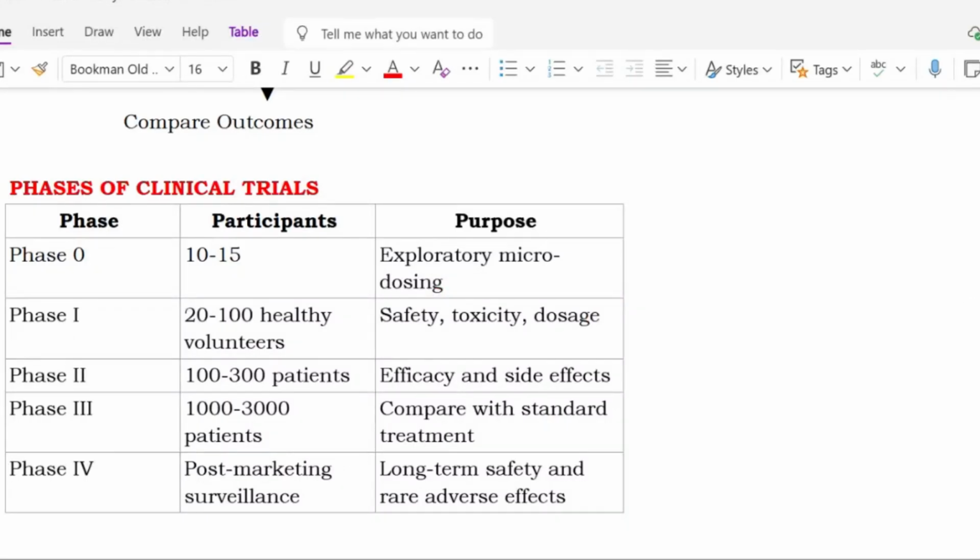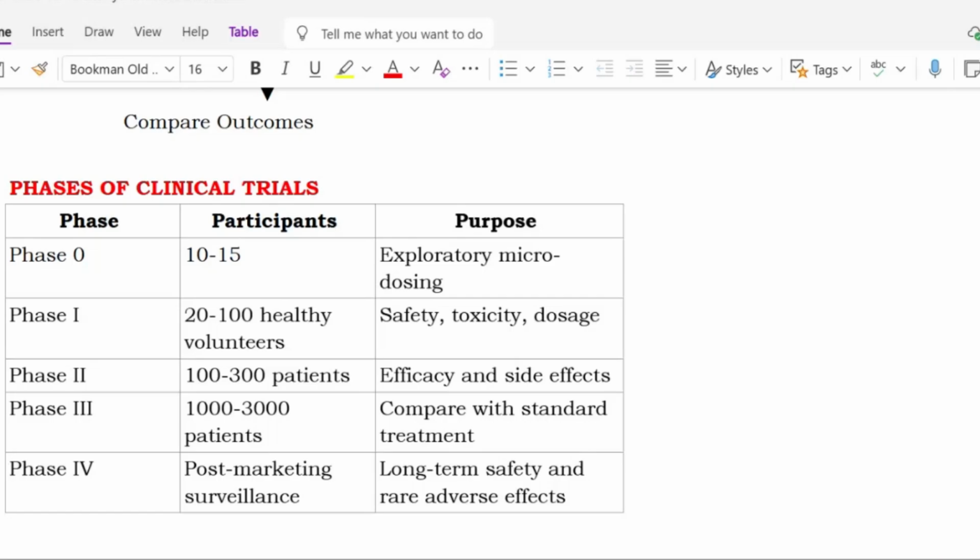So phase 1, the purpose is to check the safety, toxicity, and dosage of the drug. The participants are fewer in number, 20 to 100 healthy volunteers. These are healthy volunteers, 20 to 100. Then in phase 2, we have 100 to 300 patients. Here what we check is the efficacy and side effects. So safety, toxicity, and dosage in phase 1, while efficacy and side effects in phase 2. Phase 1 is on 20 to 100 healthy volunteers, while phase 2 is on 100 to 300 patients.